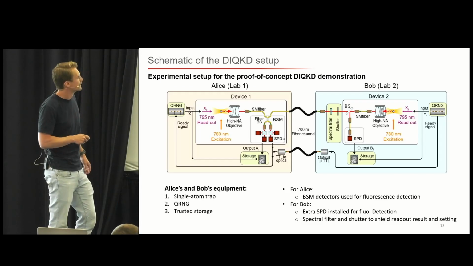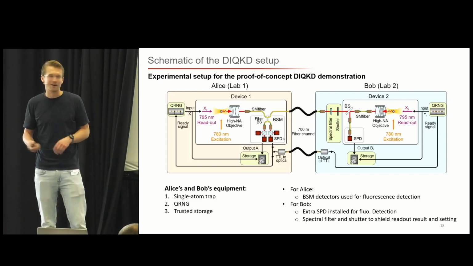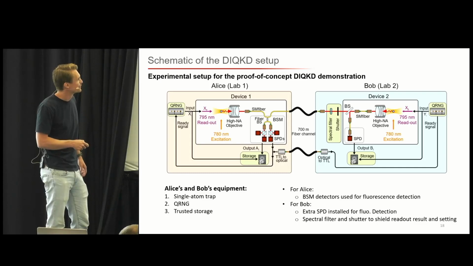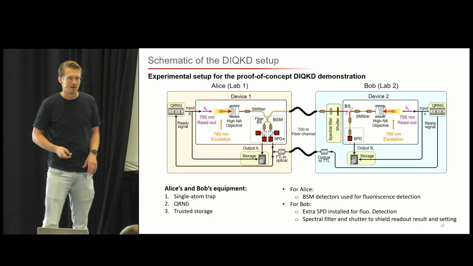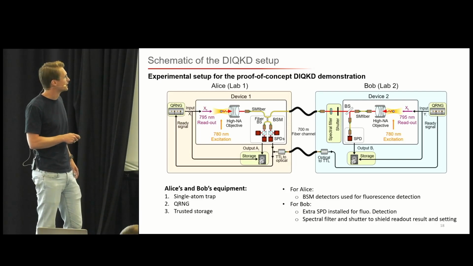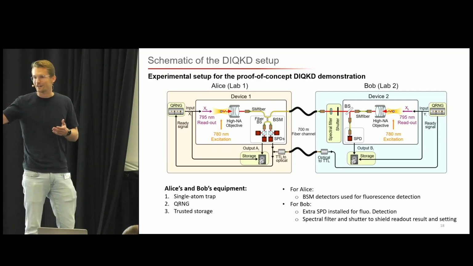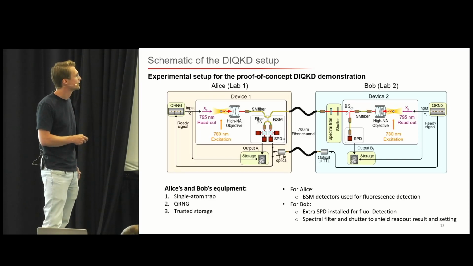And for this to work, it's important that the inputs and outputs of the devices do not leak to the environment. And also the inputs and outputs, of course, are stored in the local storage. For this, we had to implement a spectral filter and a shutter at Bob's side. So the readout here is nicely aligned such that it leaves the laboratory, and this we cannot have because then the measurement setting or the input to the device would go to the environment. So therefore, we implemented a spectral filter here to filter this out.